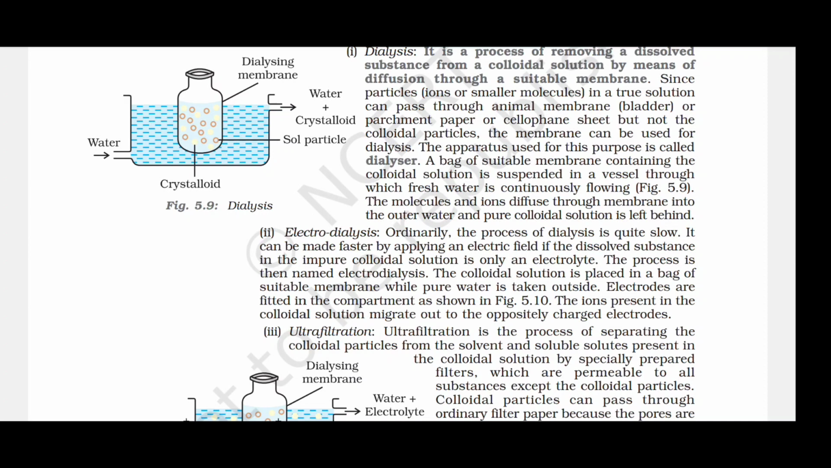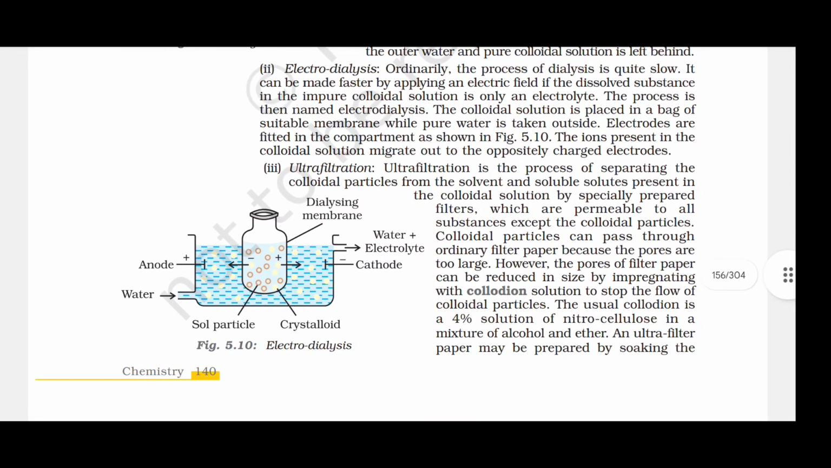Third, ultrafiltration. Ultrafiltration is the process of separating the colloidal particles from the solvent and soluble solutes present in the colloidal solution by specifically prepared filters, which are permeable to all substances except the colloidal particles. Colloidal particles can pass through ordinary filter paper because the pores are too large. However, the pores of filter paper can be reduced in size by impregnating with colloidion solution to stop the flow of colloidal particles. The usual colloidion is a 4% solution of nitrocellulose in a mixture of alcohol and ether.